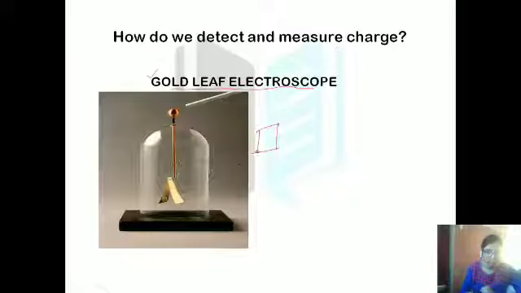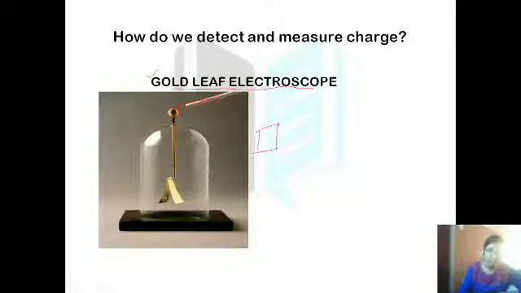Two thin foils which are pressed together. Actually, initially these two foils are together, like two papers or two copies, very thin, kept together. Initially they are kept like this. Now we will bring a charged body near this metallic bulb. Suppose it is negatively charged.